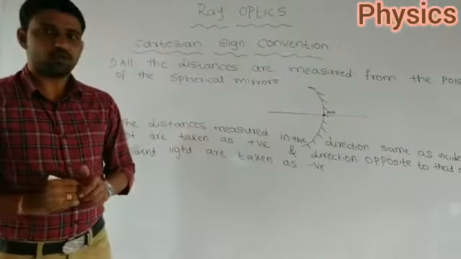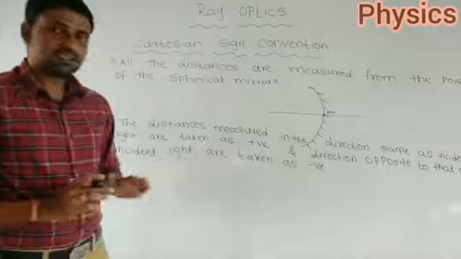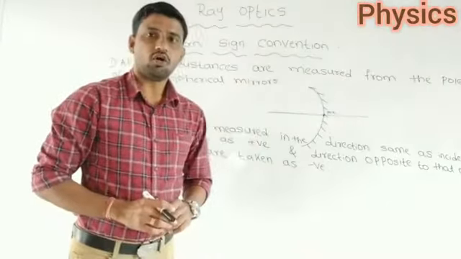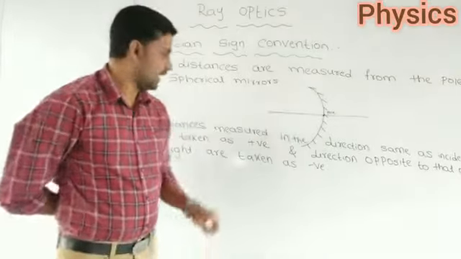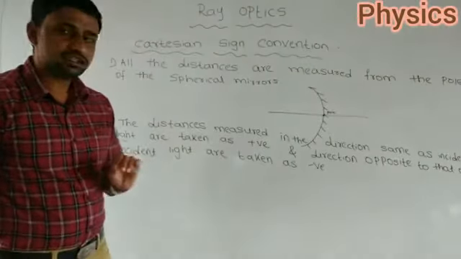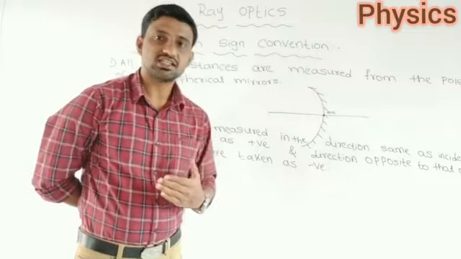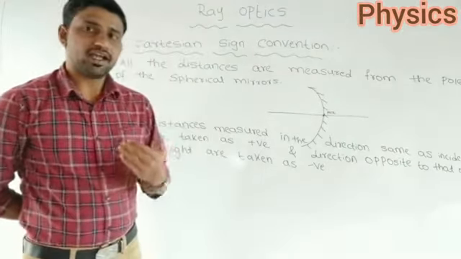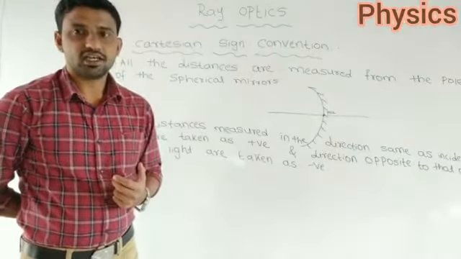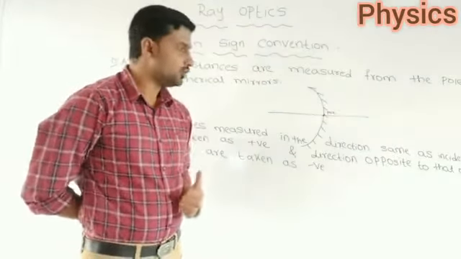This is very important. According to the first rule, all the distances should be measured from the pole of the spherical mirror, and second, the distances measured in the same direction as the incident ray are taken as positive, and the direction opposite to that of the incident ray are taken as negative. So what do we mean by that?